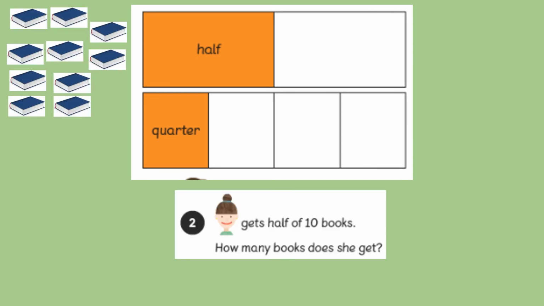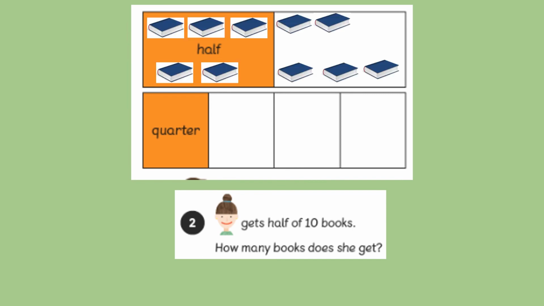In this problem, the girl gets half of 10 books. So we're going to use the top part of this diagram this time. How many books does she get? So what would half of 10 be? If you share 10 books into 2 equal groups, then you end up with 5 books in each group. So half of 10 is 5. The girl will get 5 books.